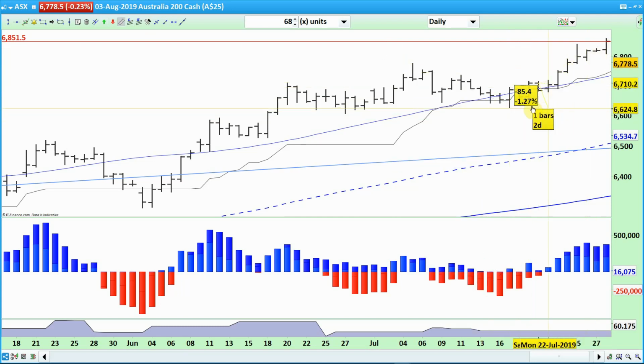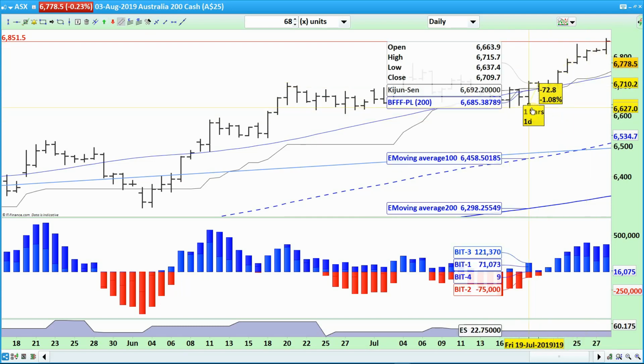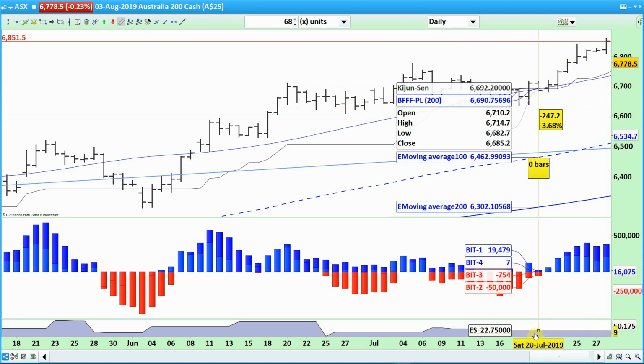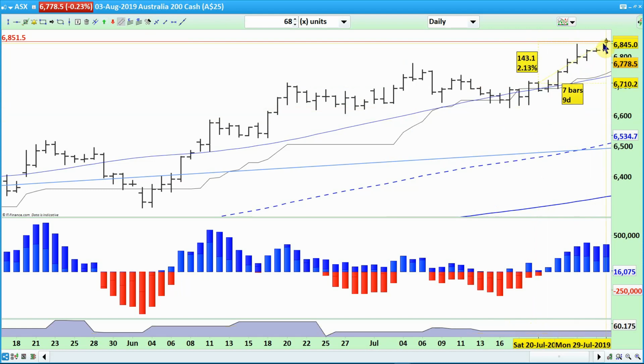For example, maybe this one, where 22 is the stop loss, as you can see here. 22 is the stop loss, 22.75, and from the low, then we have 143 from this. So almost a 2% trade here. So we must close the trade here.